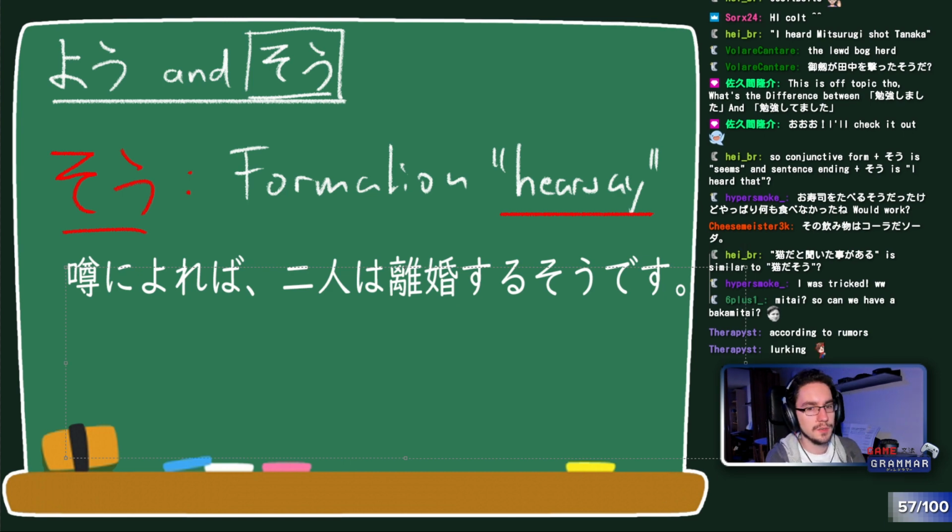It makes sense that you would use, バカみたい, yeah. It would make sense that you use something like するそうだ here because uwasa is literally a rumor. So, according to rumors, I have heard that the two of them will divorce, are going to get a divorce. That would be an example.